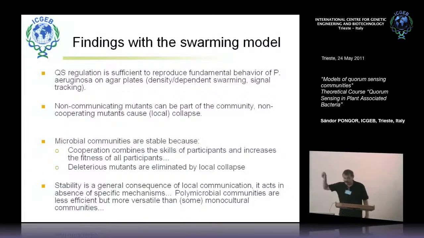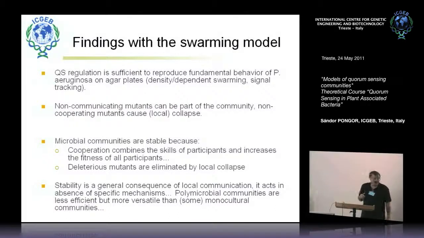So basically, this is the summary of our findings. With this model, we could reproduce certain fundamental phenotypes of quorum sensing communities, and we found, interestingly, that these non-communicating mutants can make a quite stable colony together with wild-type. Okay, so there are certain types like communication minus mutants. They can make stable colonies, but others make a strong immediate collapse.